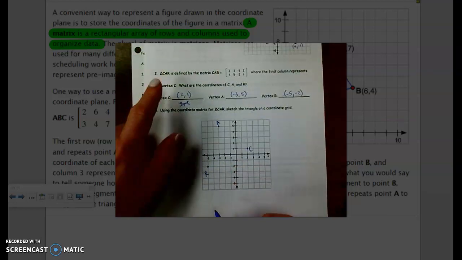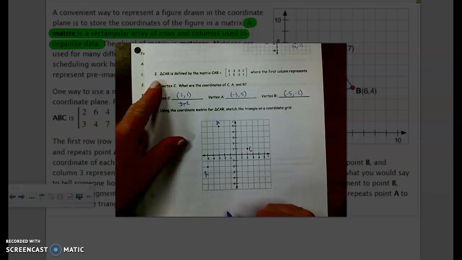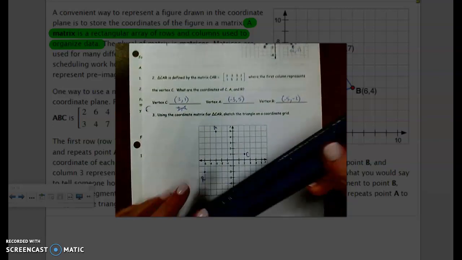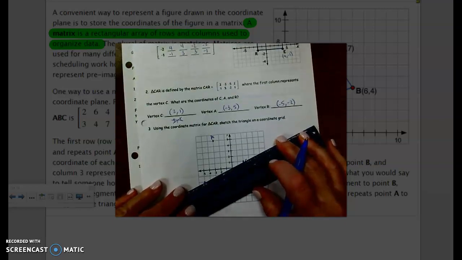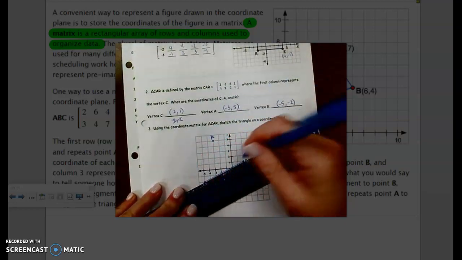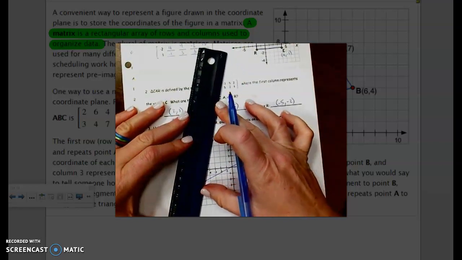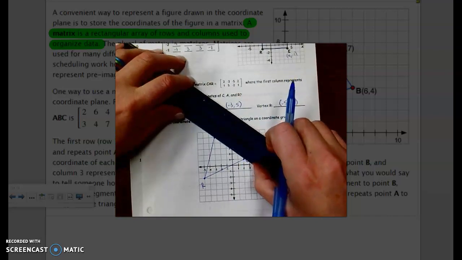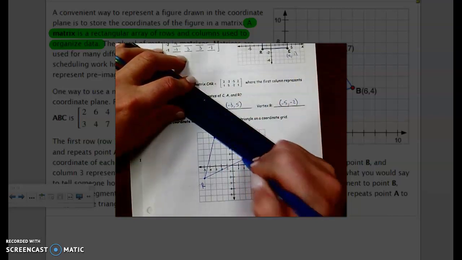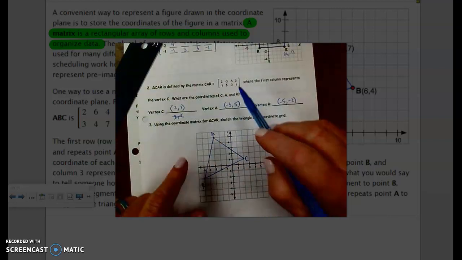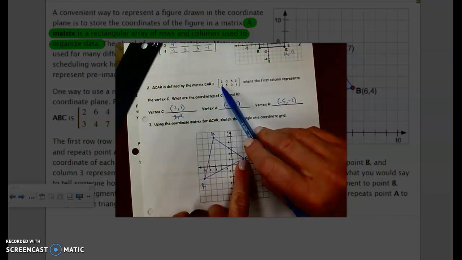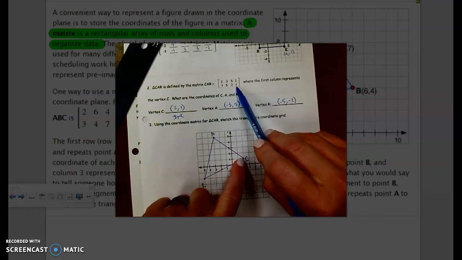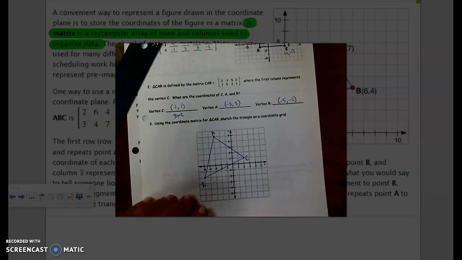So remember, this is a triangle, so I wouldn't just leave these random 3 points there. I would actually connect them with a straight edge. You can use the edge of your compass or your protractor as a straight edge and connect these points. And there is triangle CAR. So again, the matrix starts with point C and then goes to A and then R and then closes it up with C repeated again.